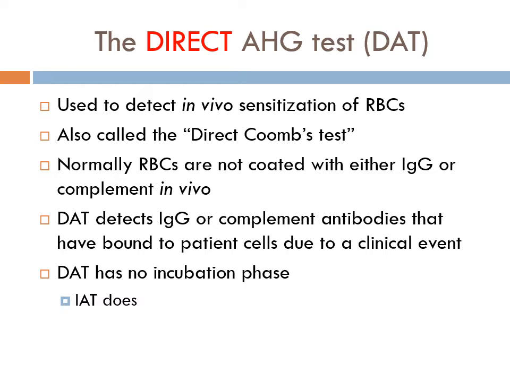Normally RBCs are not coated with IgG or complement in vivo. The DAT detects IgG or complement antibodies that have bound to patient cells due to a clinical event, such as being given passive immunoglobulin therapy called IVIG or WinRho, which is a thing to help combat hemolytic disease of the fetus and newborn, or someone receiving ABO-incompatible plasma products. The direct antiglobulin test has no incubation phase, where the indirect antiglobulin test does.